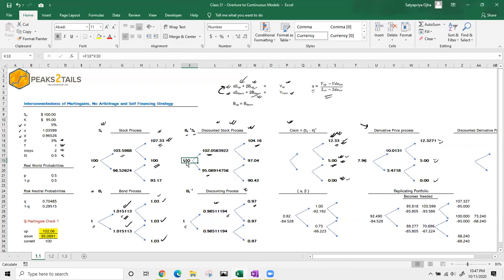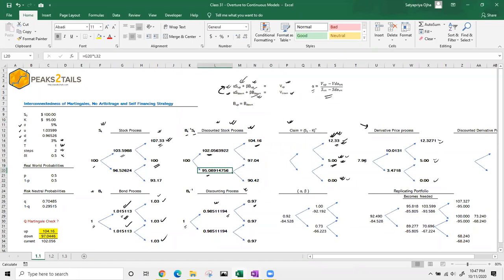That is the feature of Martingale. So discounted stock price is a Martingale. If you try these two, you will get this. Let's do that in case you don't believe me. 102.056, 102.056. Similarly, you can try these two values. The expectation under Q would be equal to this. So this is the Martingale property.